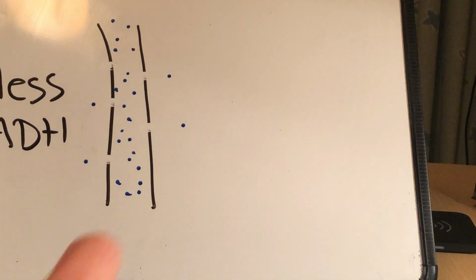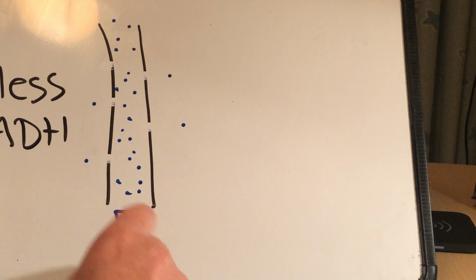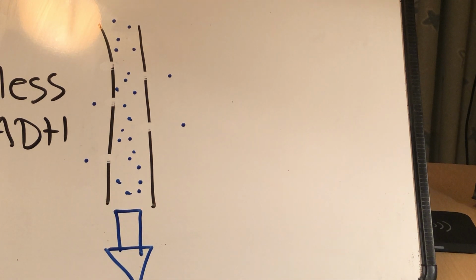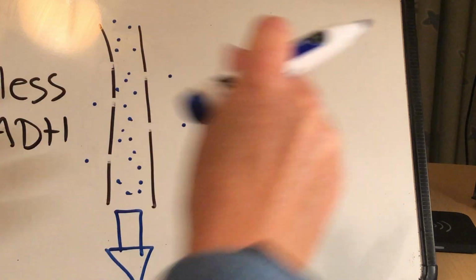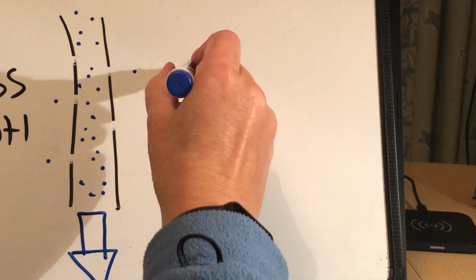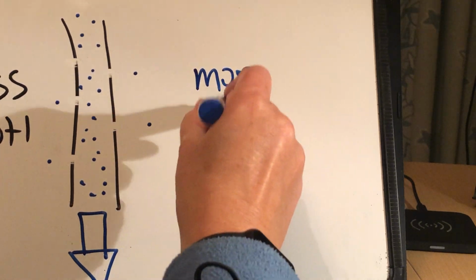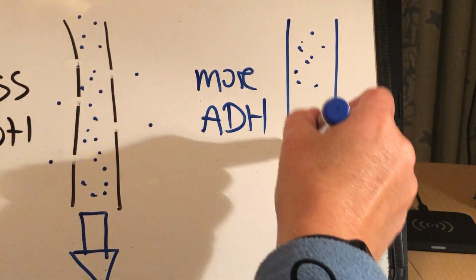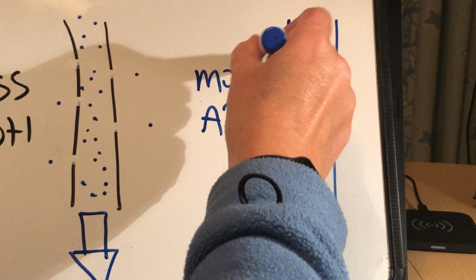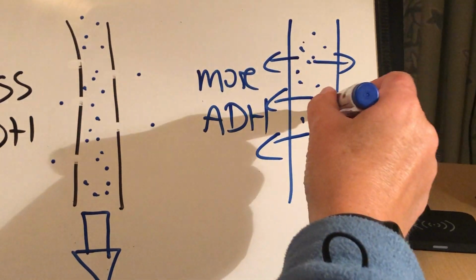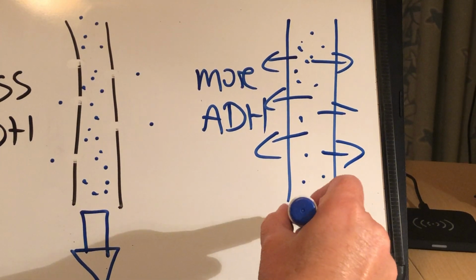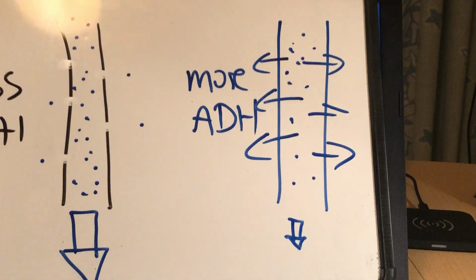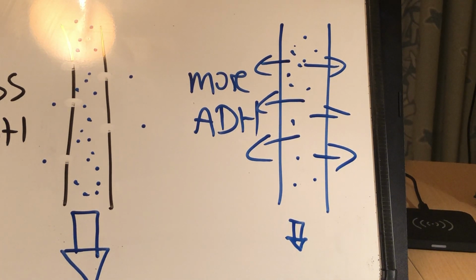So most of the water stays in the filtrate and becomes the urine. If we put on the side here more ADH, you're going to have more water moving out, and so you're going to have less water left.